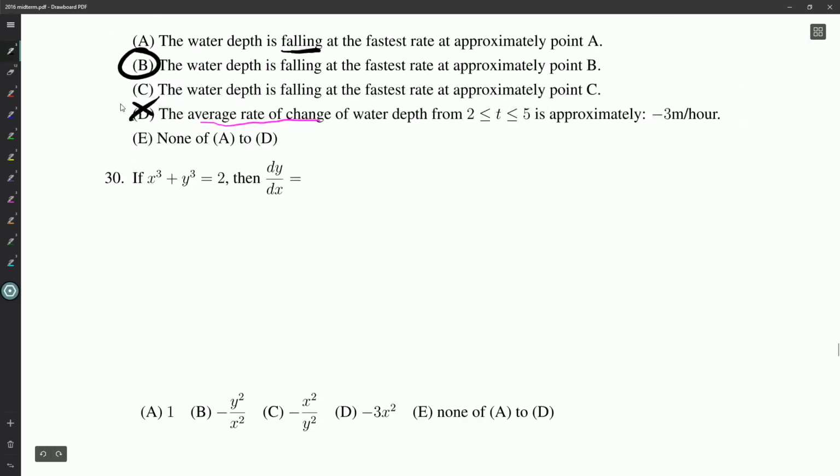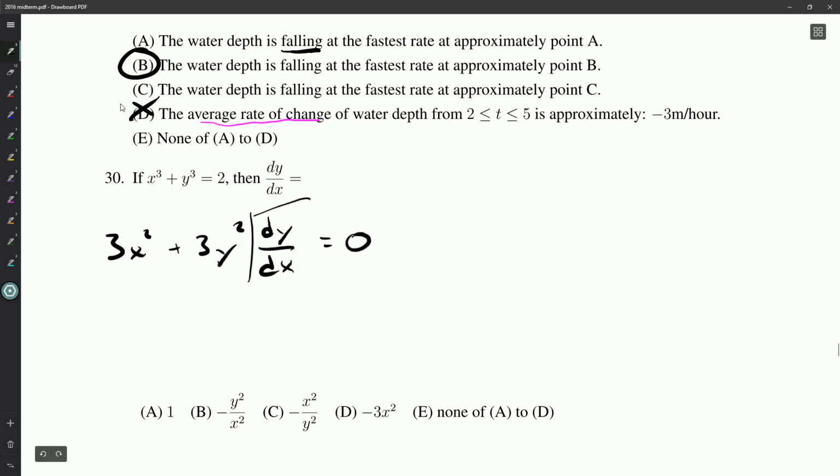All right, 30 here. If x cubed plus y cubed is 2, then the rate of change dy by dx is equal to... All right, nice simple little implicit differentiation question. 3x squared plus 3 comes down, 3y squared, but we treat y as though it's a function of x. So this is sort of a secret chain rule. We never forget the derivative of our inside function, derivative of y being dy by dx. And we're taking the derivative of both sides of the equation. Derivative of 2 is 0.